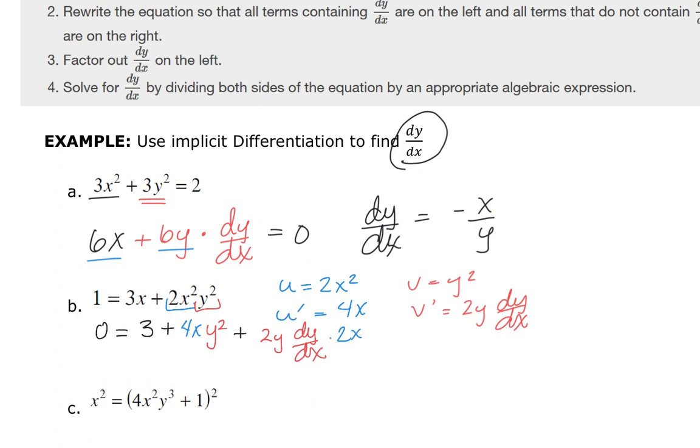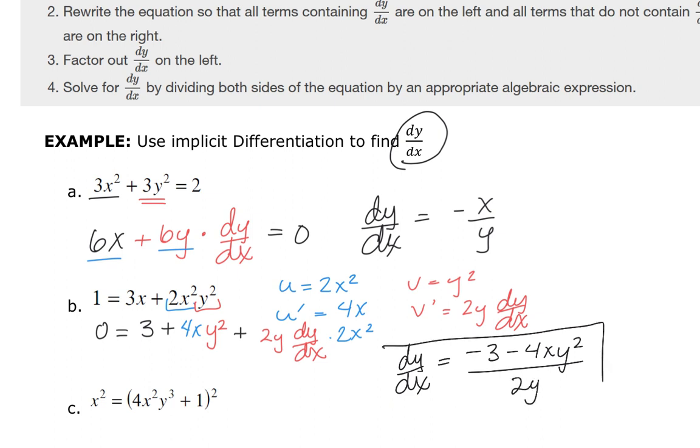multiplied by u, which is 2x squared. Now, again, I'm asked to solve for dy/dx. So I'm going to need to bring this 3 to the other side of the equal sign, so I'm going to subtract 3 from both sides. I am also going to subtract 4xy squared, and then I'm going to divide by 2y. So dy/dx is going to be equal to negative 3 minus 4xy squared, all divided by 2y. And that is my answer for B.